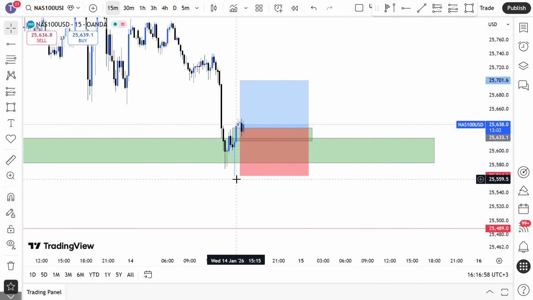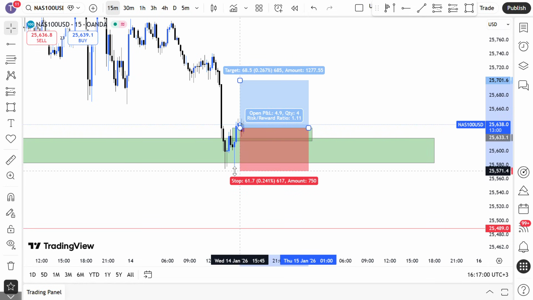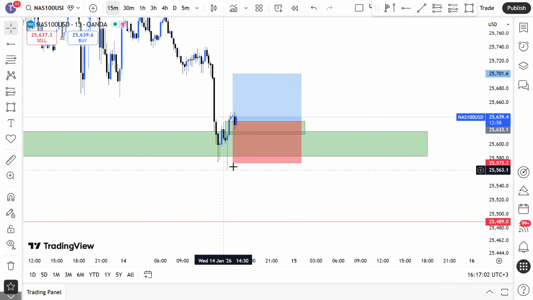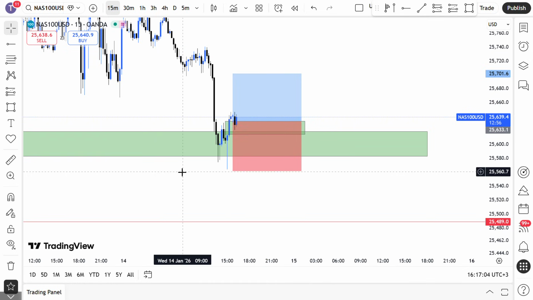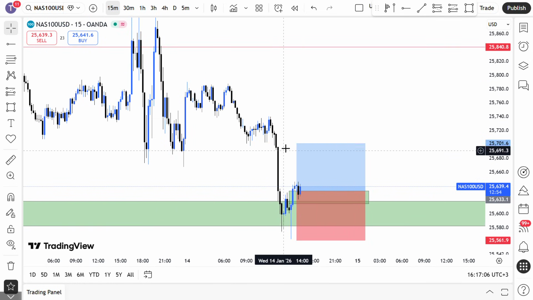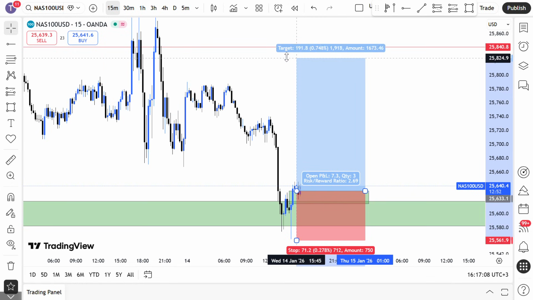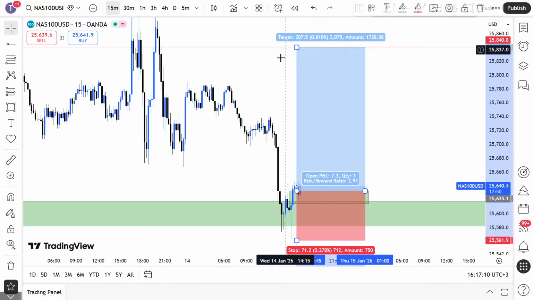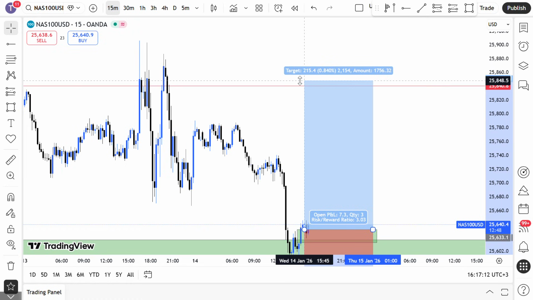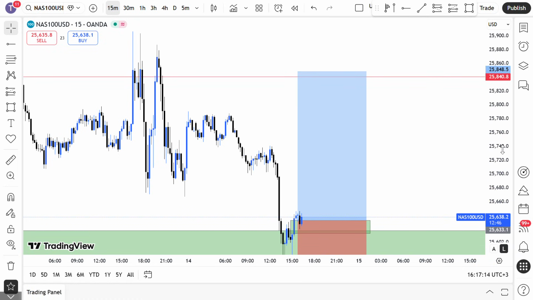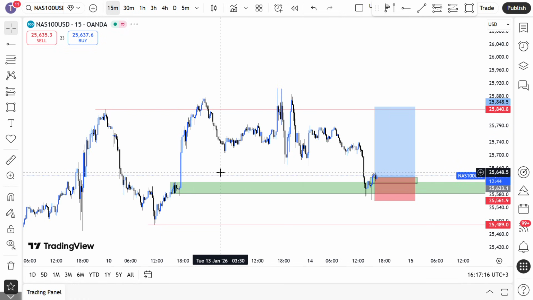And then stop loss, let me put my stop loss just below that level. And then the take profit, 1 is to 3 ratio, around that area up there. So that is my view on NAS 100.